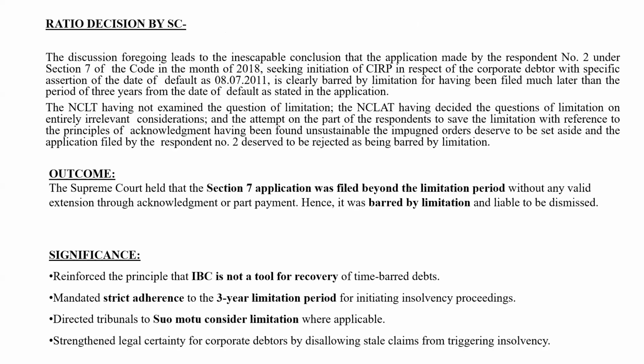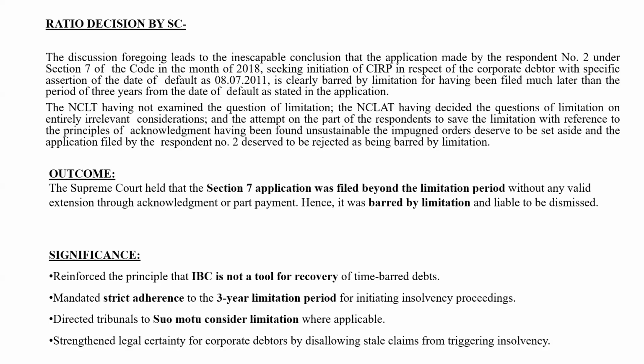So the discussion foregoing leads to the inescapable conclusion that the application made by the respondent number 2 under section 7 seeking initiation of CIRP with specific assertion of the date of default. अब उसने देखो कोर्ट क्या करता है? कोर्ट देखता है कि भाई आपने अपने आर्गुमेंट्स में क्या लिखा है. इन्होंने आर्गुमेंट में लिखा कि डेट ऑफ डिफॉल्ट जो है वो 8 जुलाई 2011 है. जब 8 जुलाई 2011 है तो नेचुरली इट इज बार्ड बाय लिमिटेशन, है ना. It is clearly barred by limitation for having been filed much later than the period of 3 years from the date of default as stated in the application.